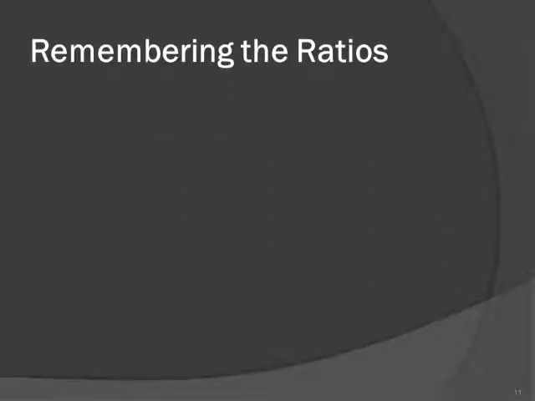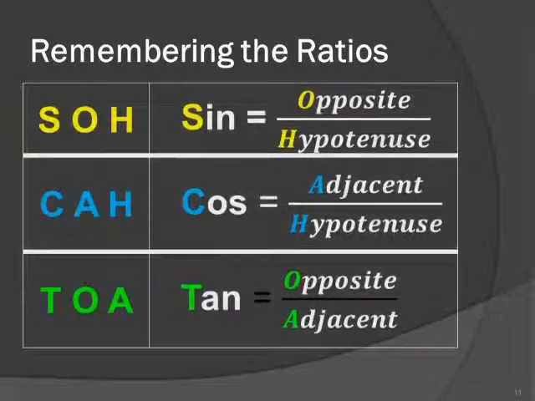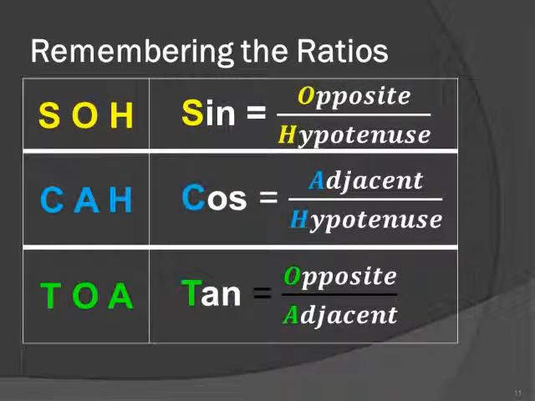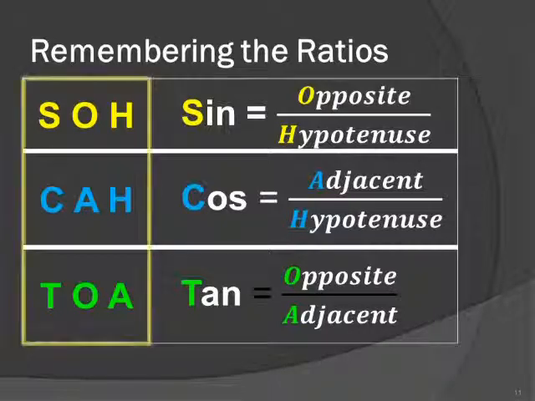Remembering the ratios. With working with trigonometry, the most important thing is to get your ratio right. Once you've got the ratio correct, you're halfway to solving whatever problems we're going to throw at you. So here are our three ratios highlighted. So sine is opposite over hypotenuse, so you can remember that as SOH. Cos is adjacent over hypotenuse, so that's CAH. Tan is opposite over adjacent, so that's TOA. So that's SOH CAH TOA. Remembering SOH CAH TOA will help you get it right.